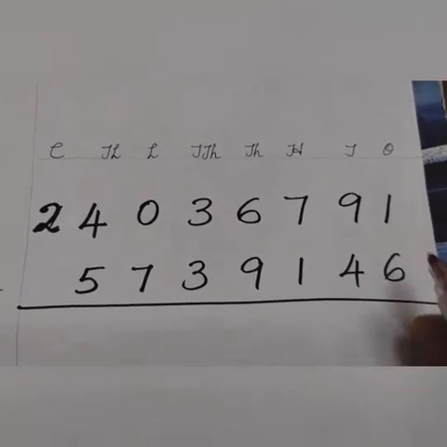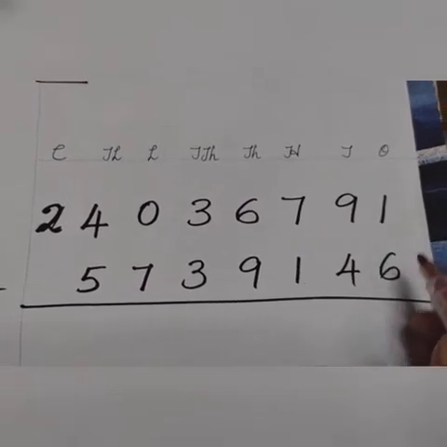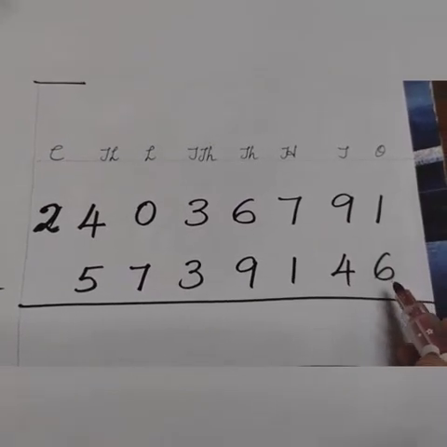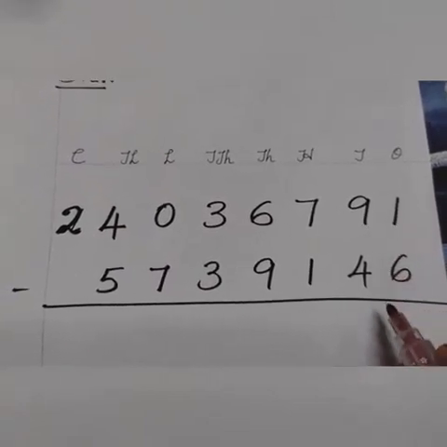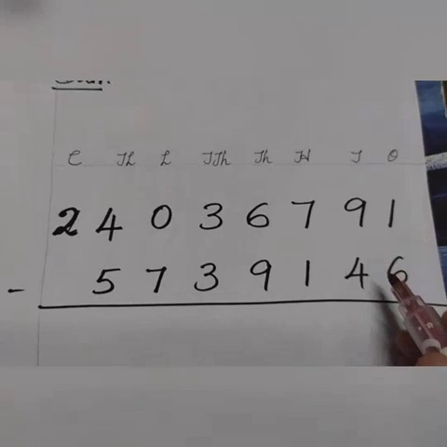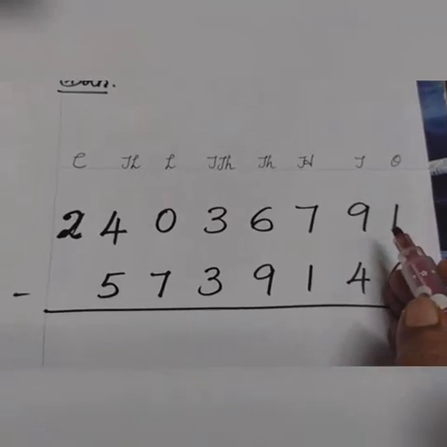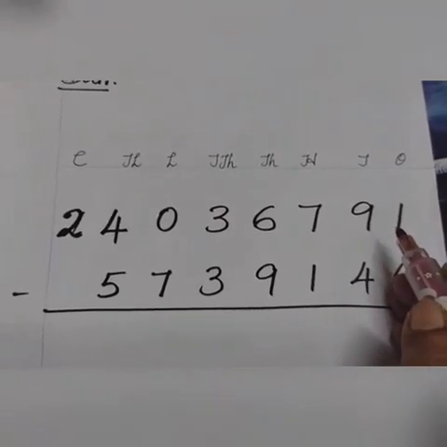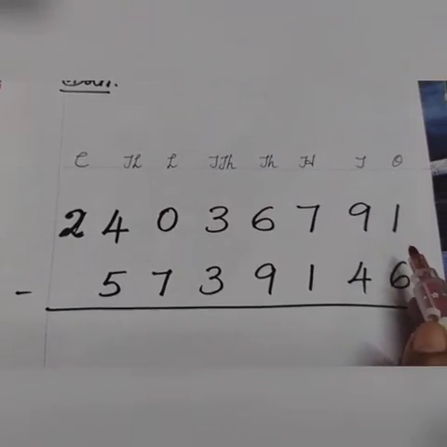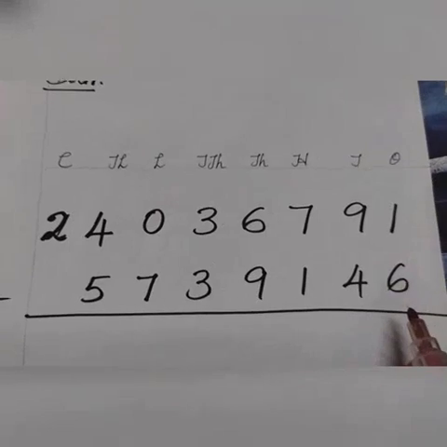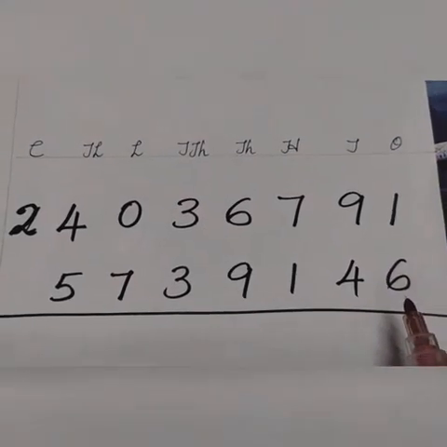Here the numbers are 1 and 6. That means we are going to subtract 6 from 1. Here we cannot subtract 6 from 1, because the number on the top is smaller. Here 1 is smaller than 6. So what do we have to do here?